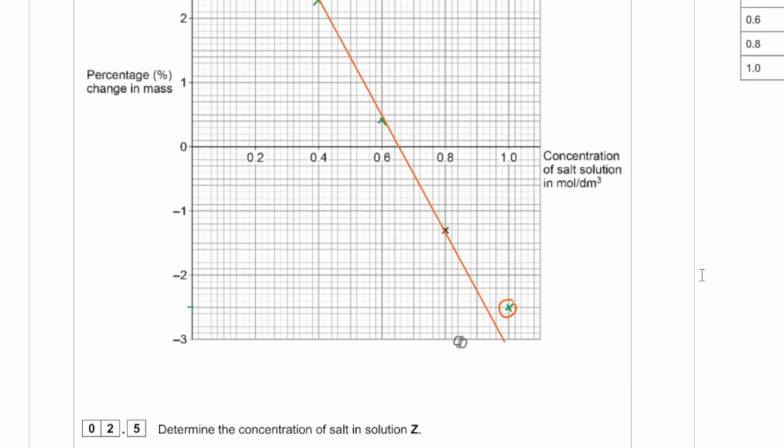Determine the concentration of salt in solution Z. Now that's when this line actually crosses the 0 value. Let me work out the value first. So this is 0.616263, so that's 0.63. At this point, the overall or the net change in mass is 0. That's what it's saying. So when the concentration of the salt solution outside and inside is equal, then the overall exchange of water is going to be the same.